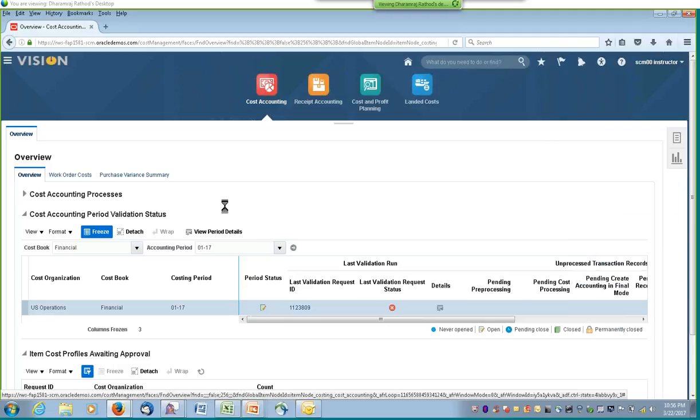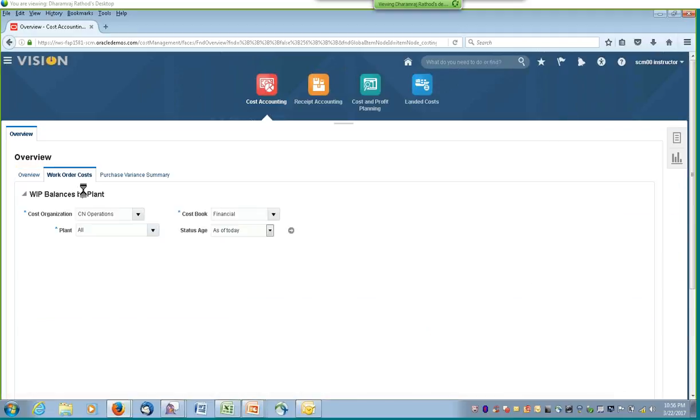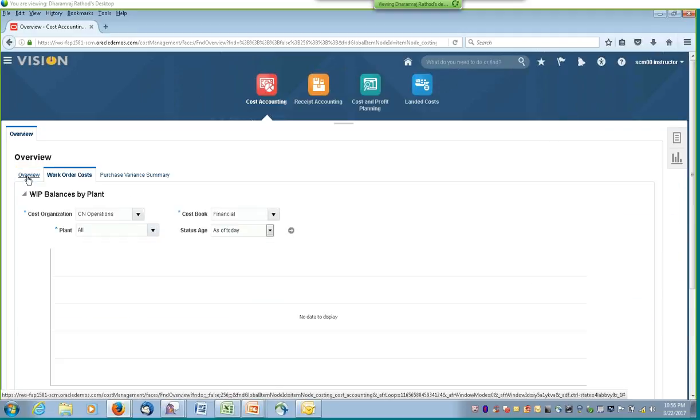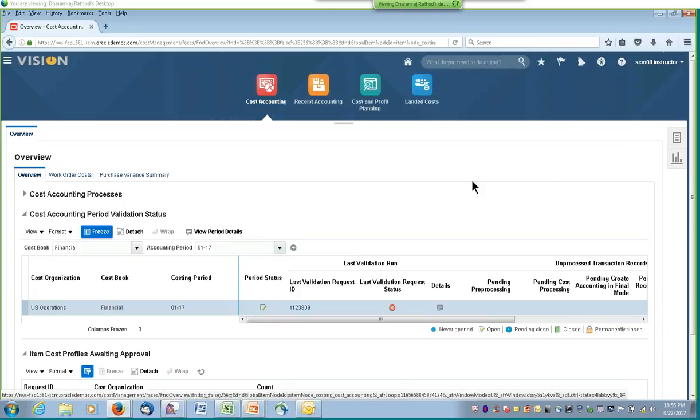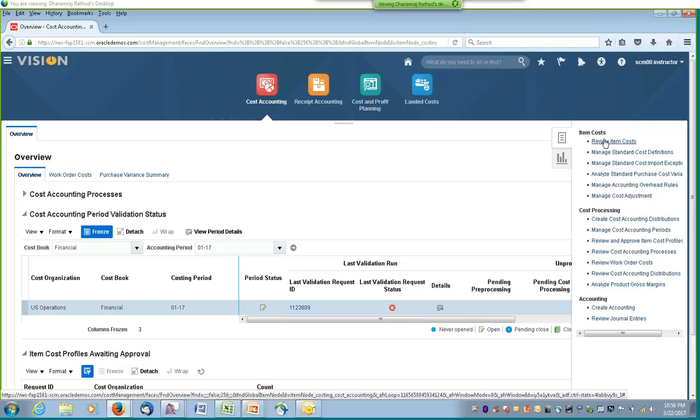You could see the work order cost using this UI called work order cost. Tomorrow we'll see all of this work order. Day after tomorrow we'll see this. You can go review the item cost.